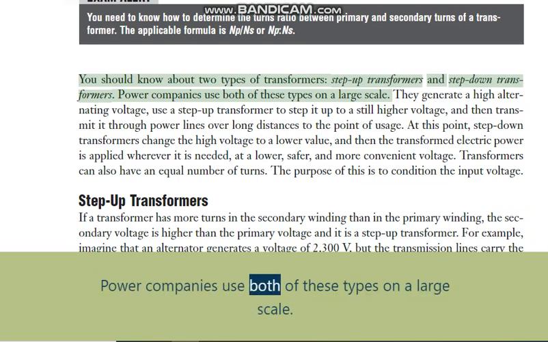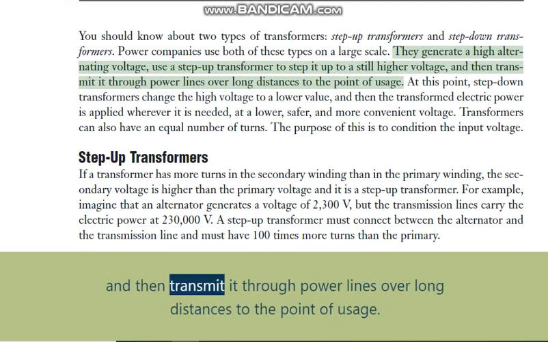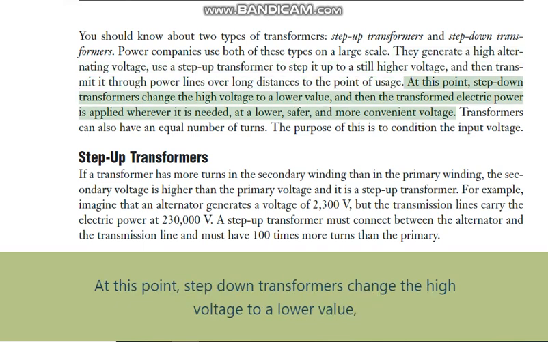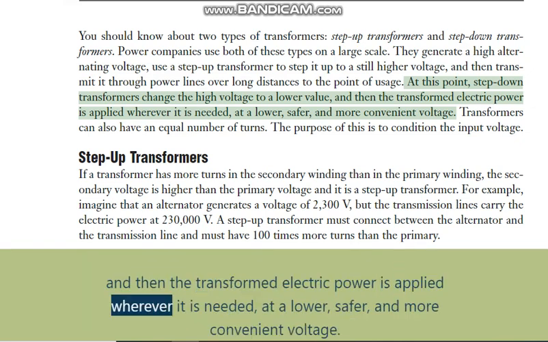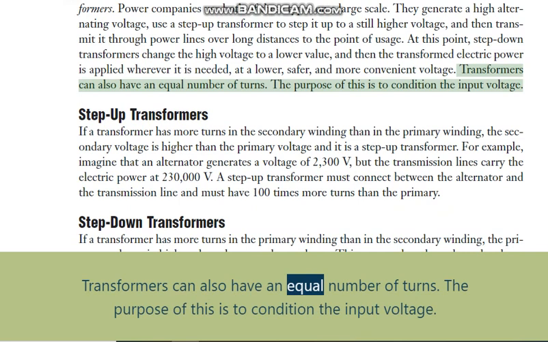Power companies use both of these types on a large scale. They generate a high alternating voltage, use a step-up transformer to step it up to a still higher voltage, and then transmit it through power lines over long distances to the point of usage. At this point, step-down transformers change the high voltage to a lower value, and then the transformed electric power is applied wherever it is needed, at a lower, safer, and more convenient voltage. Transformers can also have an equal number of turns. The purpose of this is to condition the input voltage.